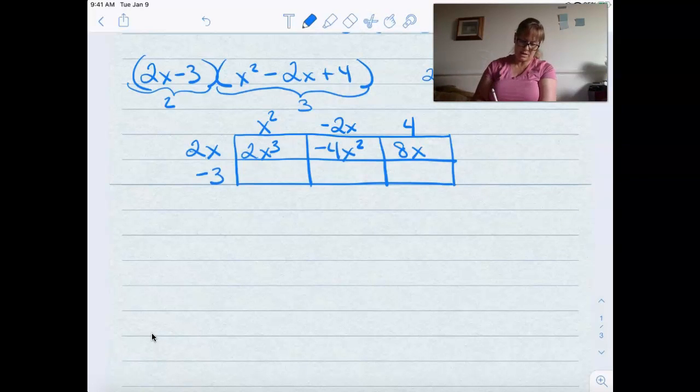Now do the next row. Negative 3 times x squared is negative 3x squared. Negative 3 times a negative 2x is a positive 6x. And then we've got negative 12.